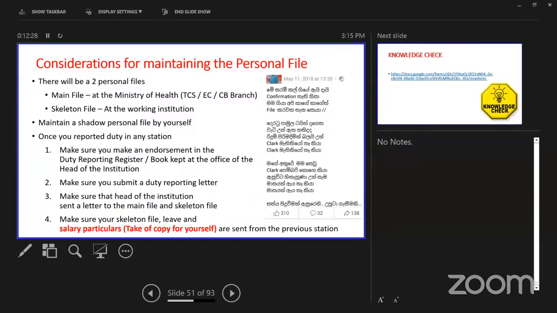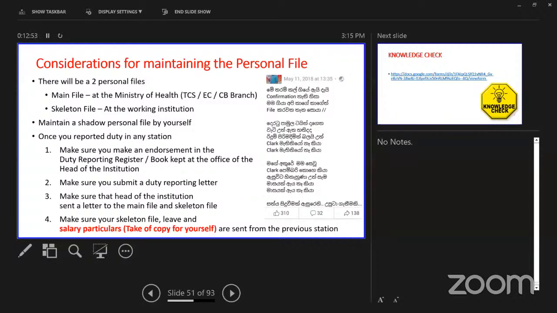And one other important thing: whatever letters you get during your medical career, you should collect them and maintain a shadow personal file, because sometimes personal files get lost or documents get lost. It's a common incident. So make sure that you maintain a shadow personal file yourself, so that you can provide whatever documents you have to create a new personal file.